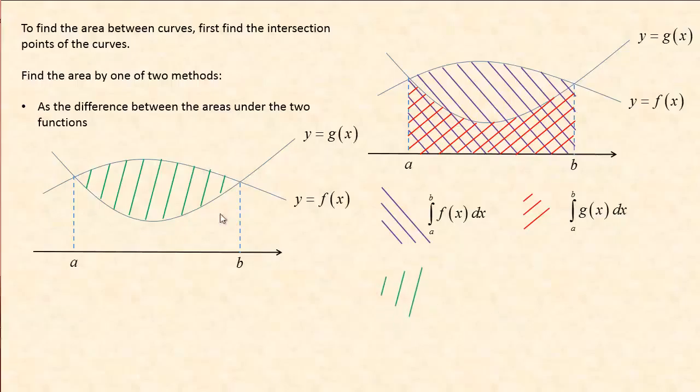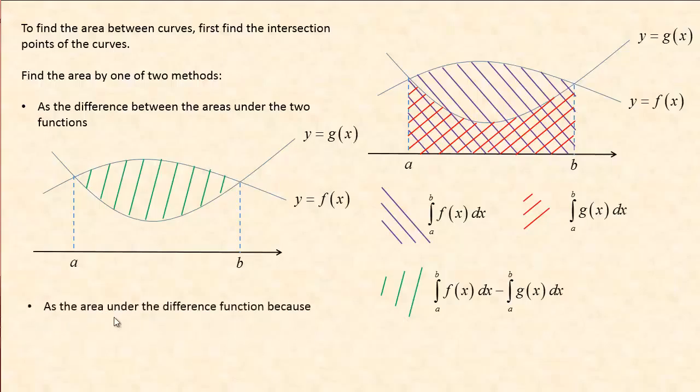Now the green area, which we can see in this diagram, is going to be the purple area take away the red area, giving us the difference of the areas under the two functions. We can also do this as the area under the difference function, because if we have the integral of f of x take away the integral of g of x, that's the same as integrating from a to b f of x minus g of x dx.